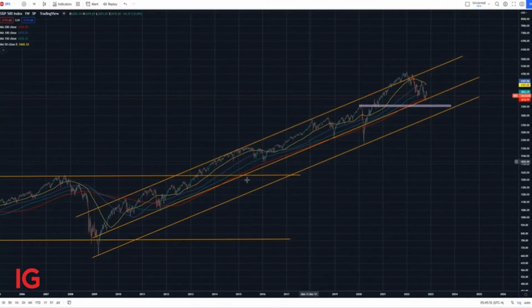So 2,900 is about my number there, and that is the long-term support line. You can see on this chart, if we connect the lower dot of the 2009 lows and the COVID lows, we get to something between 3,000 and 2,900, depending on when we get there, of course.